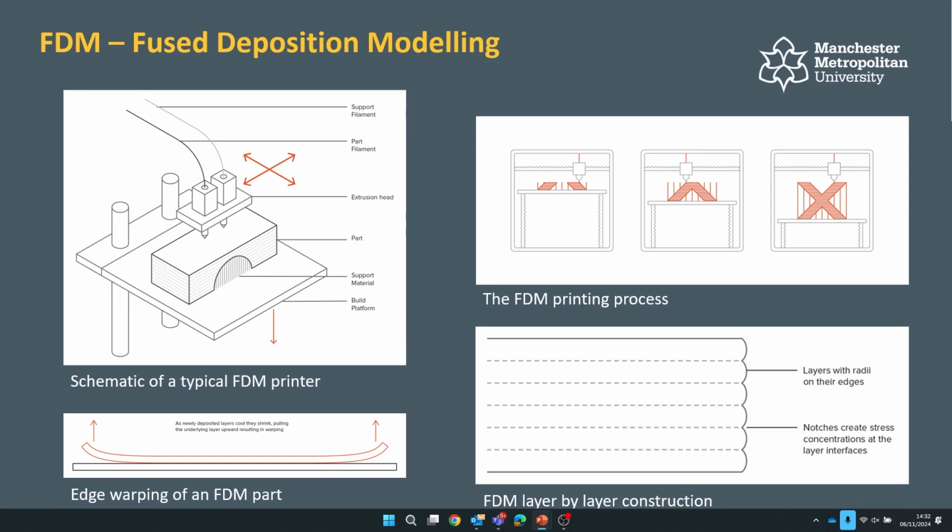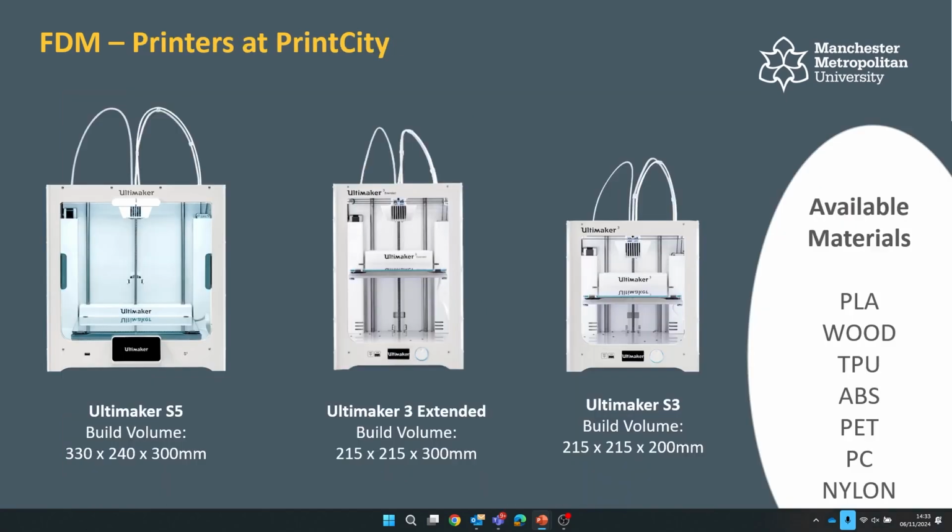Also worth mentioning that if you're doing a structural model in particular, it will be weaker along those layers than it is on the other axes. So in this case, the Z axis would be the weakest compared to the X and Y. So just something to consider for structural models there.